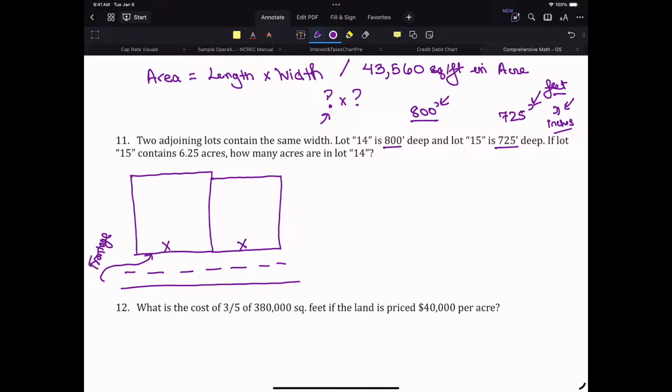They're exactly the same. And then we know one is 800 feet deep because deep is how far back it goes. Imagine this was water. If that is water, then we're asking how far back from the ocean or the lake are we going? That's deep. So this one is 800 feet deep and this one is 725 feet deep. We also know that this lot is 6.25 acres. So now I've drawn out everything I need to do this problem.